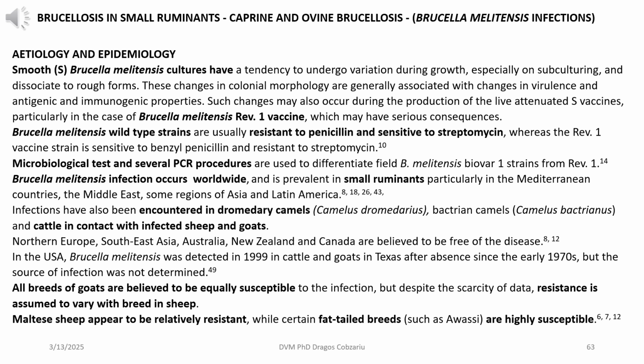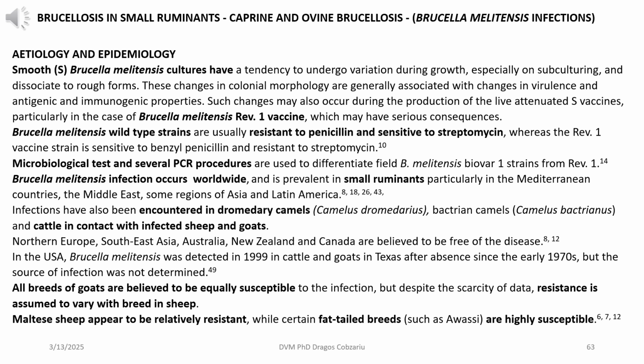Brucella melitensis infection occurs worldwide and is prevalent in small ruminants, particularly in the Mediterranean countries, the Middle East, and some regions of Asia and Latin America. Infections have also been encountered in dromedary camels, Camelus dromedarius, Bactrian camels, Camelus bactrianus, and cattle in contact with infected sheep and goats. Northern Europe, Southeast Asia, Australia, New Zealand and Canada are believed to be free of the disease. In the USA, Brucella melitensis was detected in 1999 in cattle and goats in Texas after absence since the early 1970s, but the source of infection was not determined.